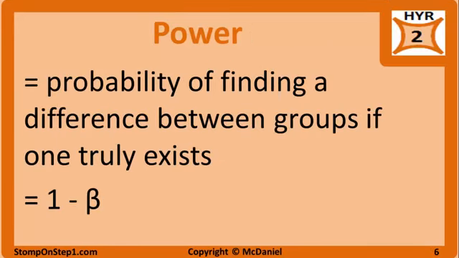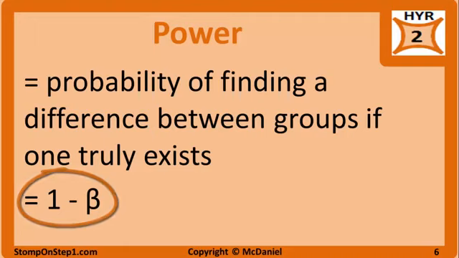Power is the probability of finding a difference between groups if one truly exists. It is the percentage chance that you will be able to reject the null hypothesis if it is really false. Power can also be thought of as the probability of not making a type 2 error. In equation form, power equals 1 minus beta.